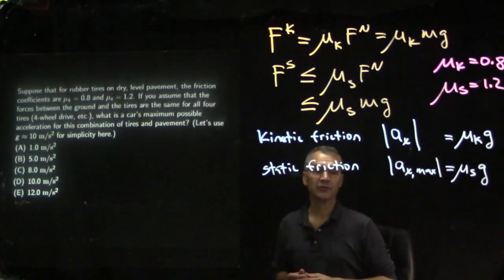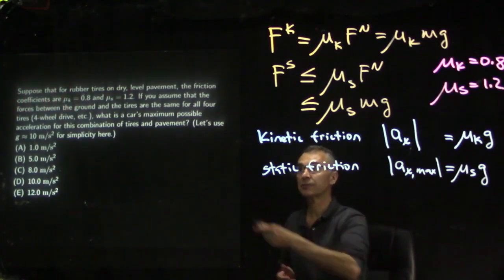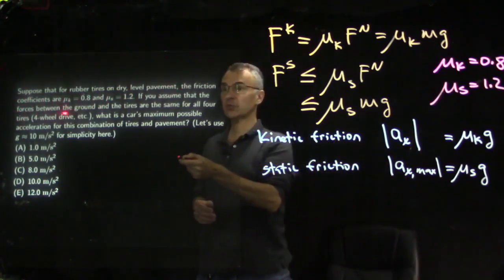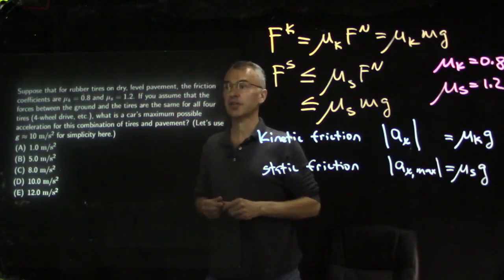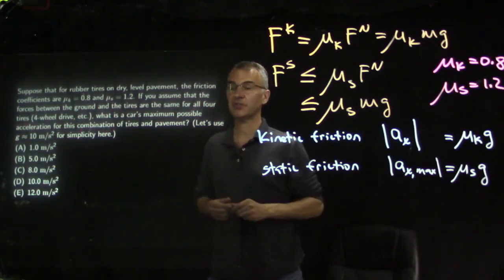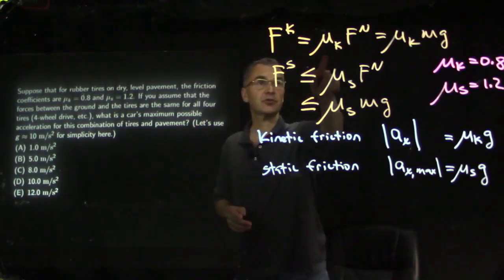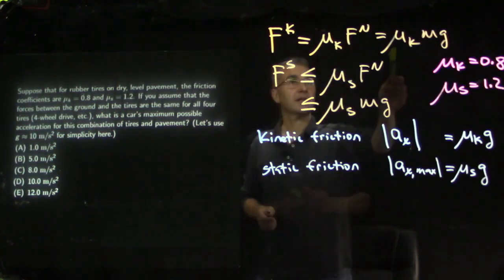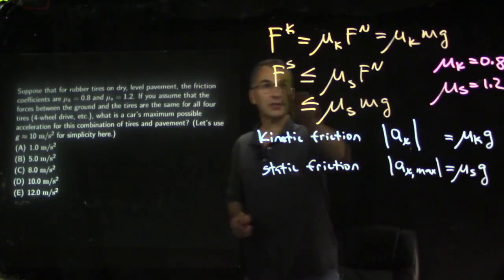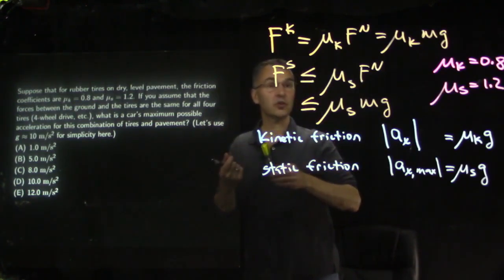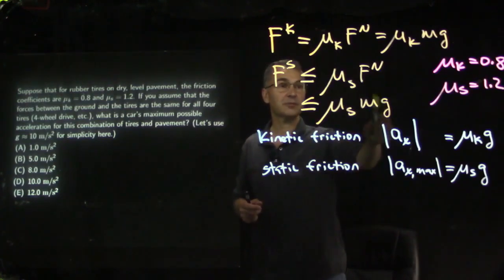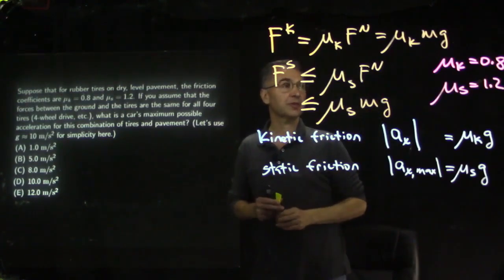Suppose for rubber tires on dry level pavement, the friction coefficients are mu kinetic is 0.8, mu static is 1.2. If you assume the forces between the ground and the tires are the same for all 4 tires, so maybe it's like a 4-wheel drive car, what is the car's maximum possible acceleration for this combination of tires and pavement? Kinetic friction gives you mu kinetic times the normal force, and the normal force is mg, so that's mu kinetic mg. Static friction will give you some value which is no larger than mu static F normal, which is mu static mg in this case, because the normal force just equals mg.